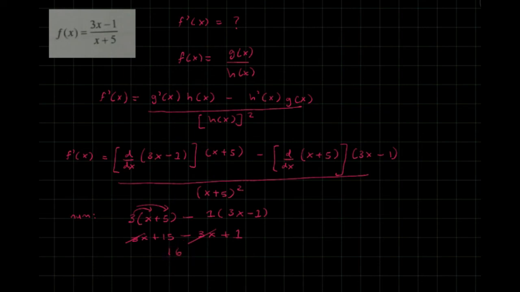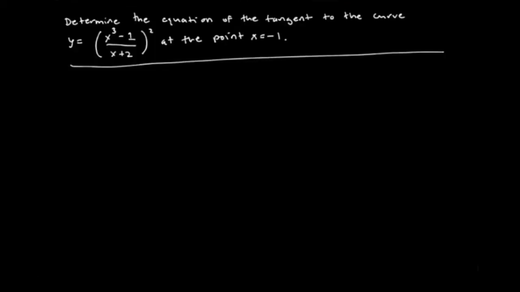Okay, so this is after I've simplified the numerator, and if I combine this together, f prime of x is equal to 16 over x plus 5 squared. Okay, so that is the derivative function.